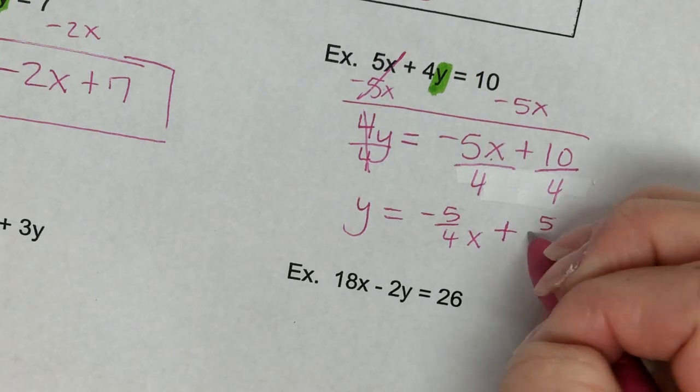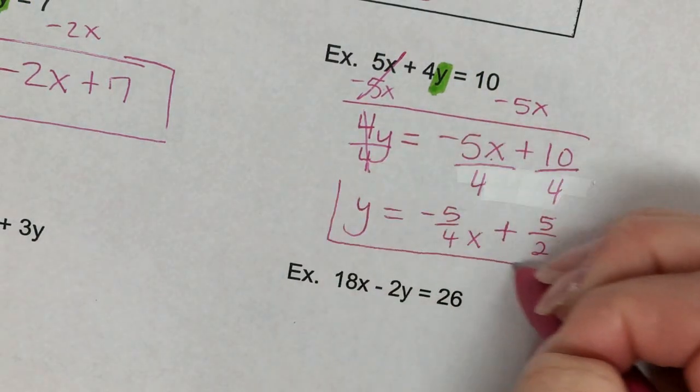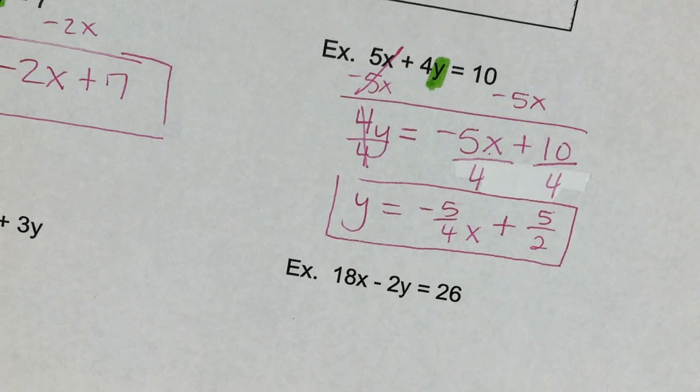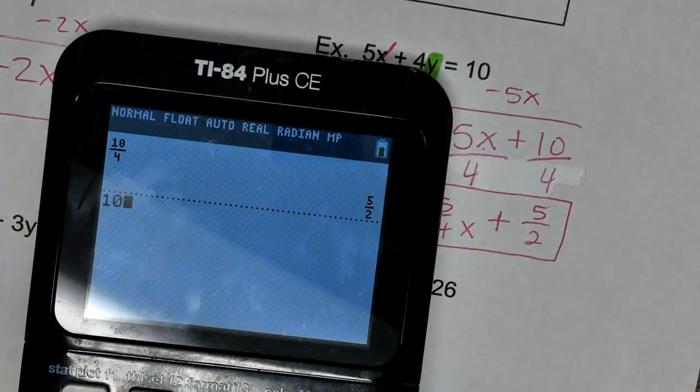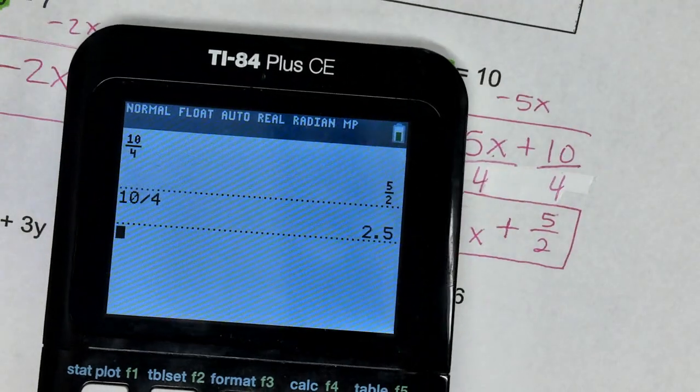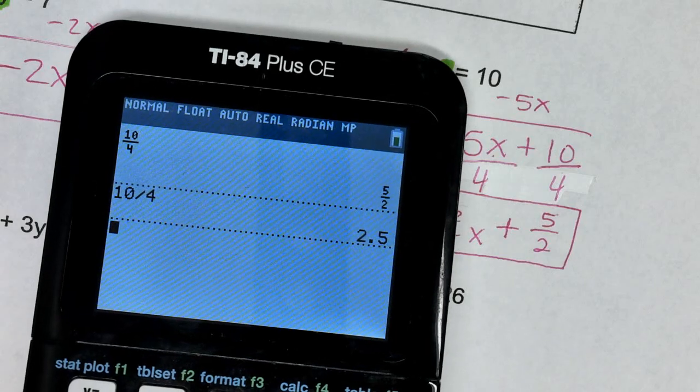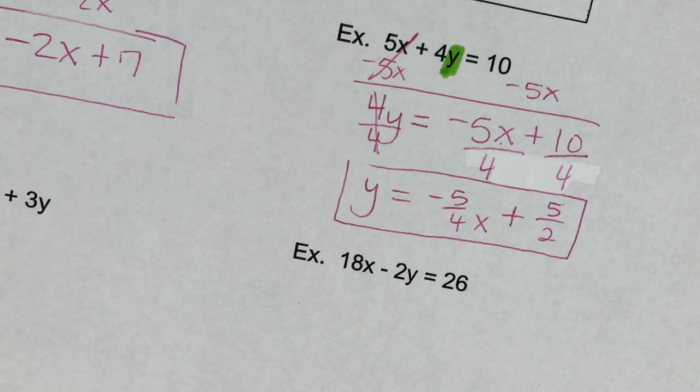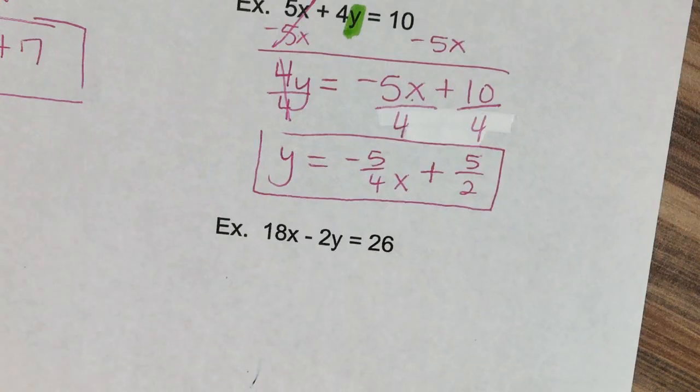Could I have changed it to 2.5? Is 10/4 2.5? 10/4 is 2.5. Either answer is perfectly fine. Now, if I was graphing this and I wanted a y-intercept, personally, I would put 2.5 because I'm looking for it on the y-axis, okay? And again, we're going to get into this way more when we start graphing.